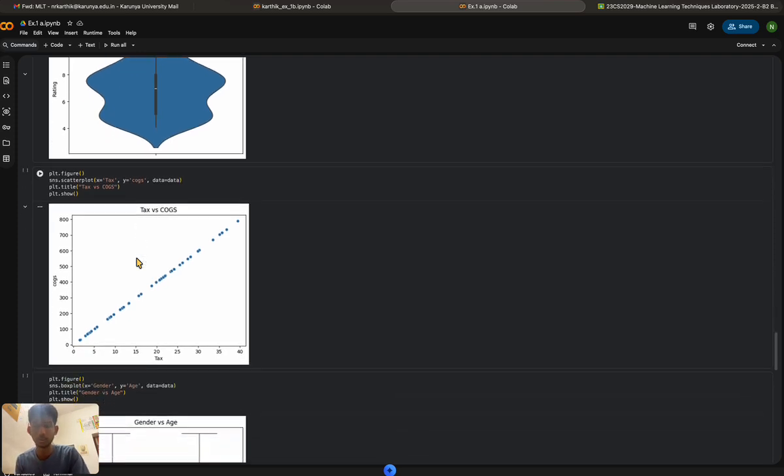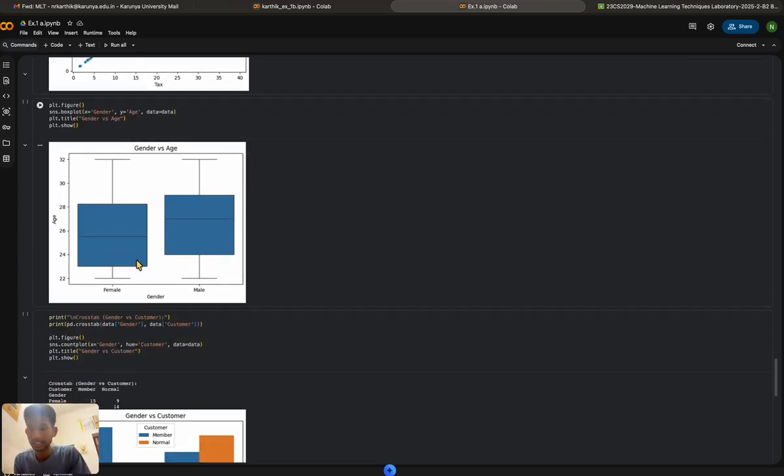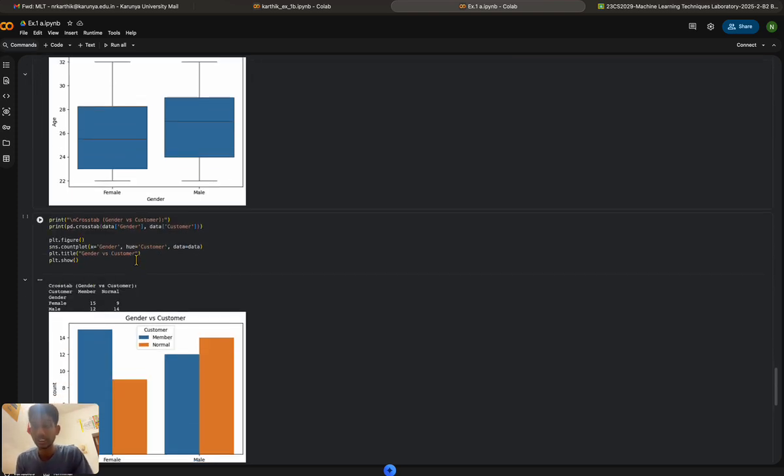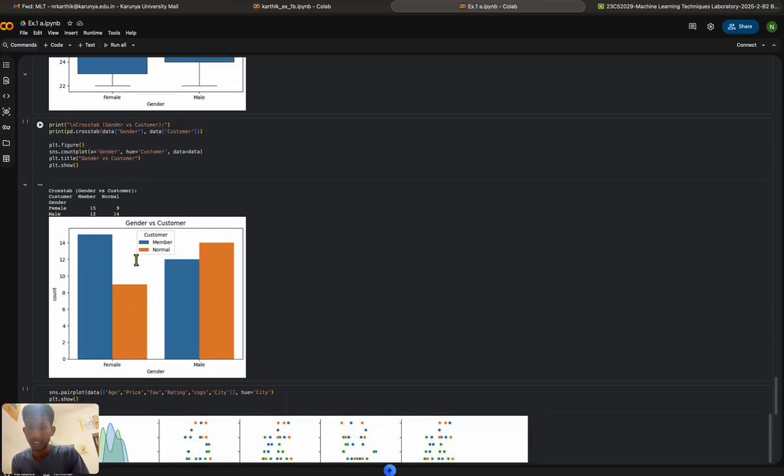And the next is about bivariate analysis. In bivariate analysis we use the sns box plot to separate the categorical and continuous data. This is the categorical and continuous data. Gender versus age will be categorical and continuous. And the next is also similar, categorical versus another categorical column, two categorical columns.